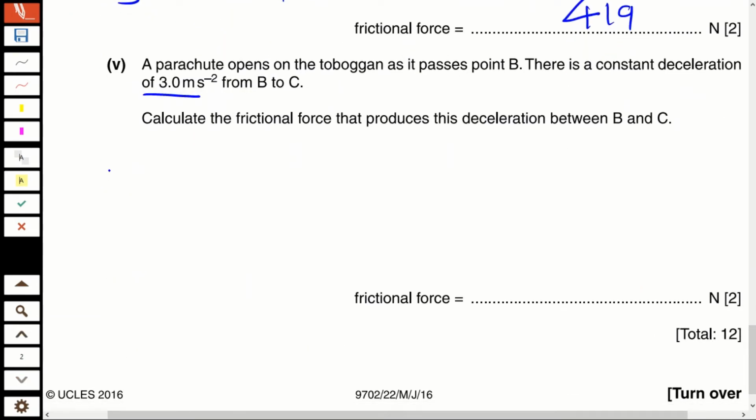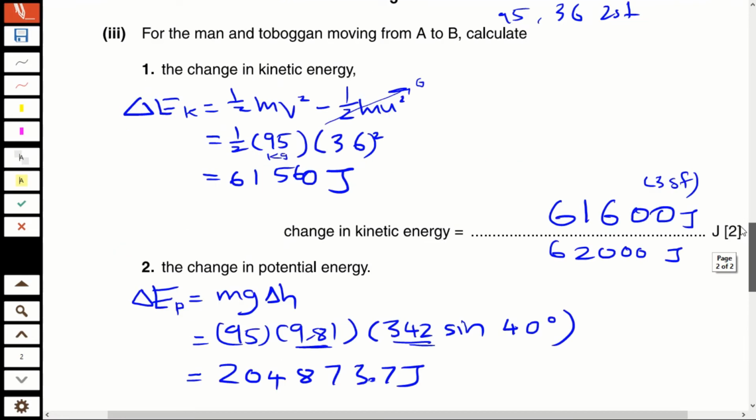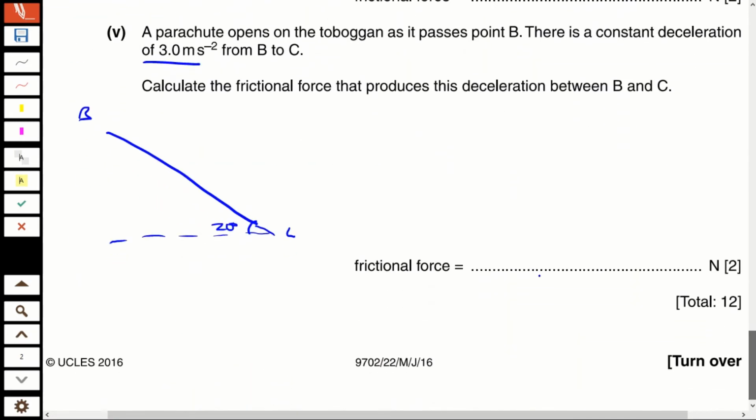Okay, let me redraw it here. So we have the slope from B to C, inclined at an angle of 20 degrees. I think it's 20, let me check. Kind of hard to do on the screen. Okay, so here is a toboggan sliding down, and it has an acceleration, I'll stick with this one, acceleration of -3. I'm also going to say this direction is positive, so I need to decide my forces later.